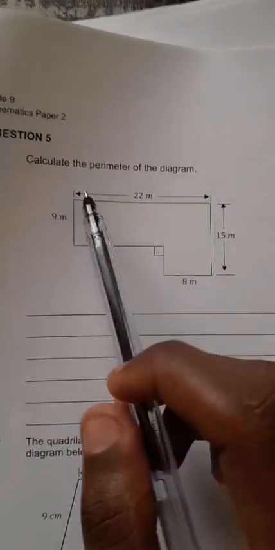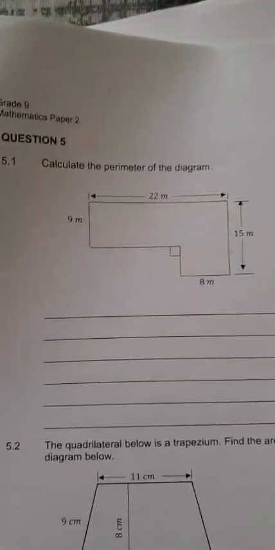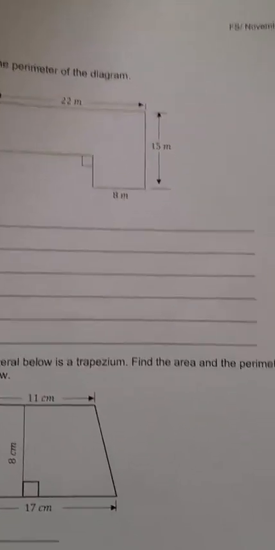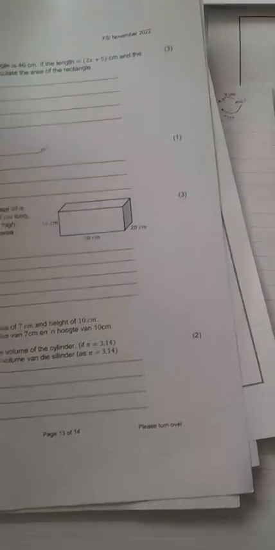Okay, 5.1, calculate the perimeter of the diagram below. I'm actually very pressed for time, guys. The time is coming where I need to go, and there's quite a bit to cover still. We have volume, surface area, total surface area. So it's really popping and flowing and all sorts of things.